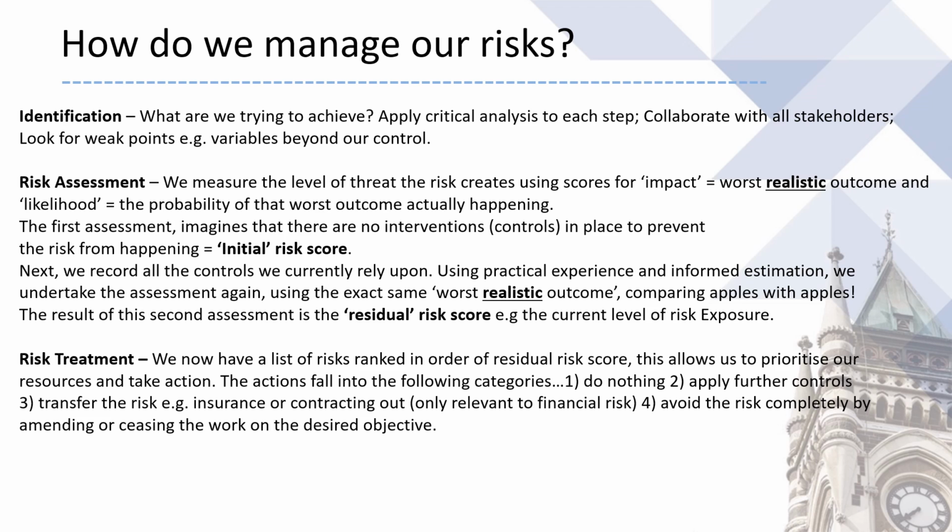Once we've assessed the risk score, we can then decide what we're going to do about it. We could do nothing, we can apply further controls, we could transfer the risk through insurance or contracting the task out. Quite often those transfer controls are only effective for financial risks. And if we can avoid the task completely, then perhaps we can eliminate the risk, but that's rarely the case.